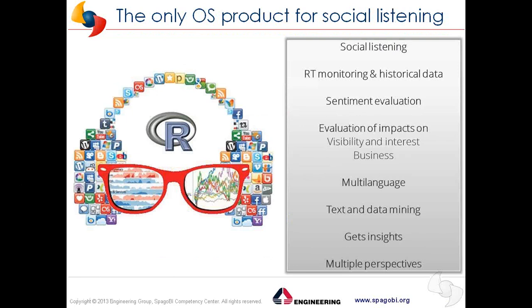December, okay? So SpagoBI 5 is the only open source product that provides social listening, and by social listening we mean that the engine allows the user to search for tweets or connect to Twitter and record the streams of new tweets about certain topics, hashtags, accounts, and so on. All these tweets are elaborated by our algorithms, and the result of the calculation is displayed in various visualizations.